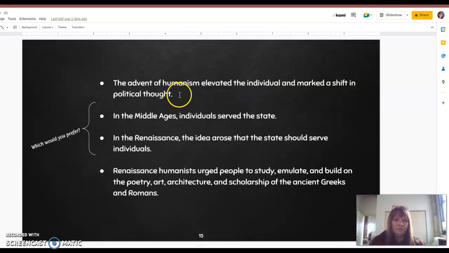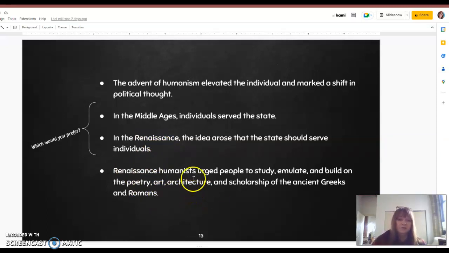So the advent of humanism elevated the individual, and it marked a shift in political thought. In the Middle Ages, individuals served the state. In the Renaissance, the idea arose that the state should serve individuals. And I put a little note here. Which one would you prefer? I guess it would kind of depend on where you were in that feudalism hierarchy, right?